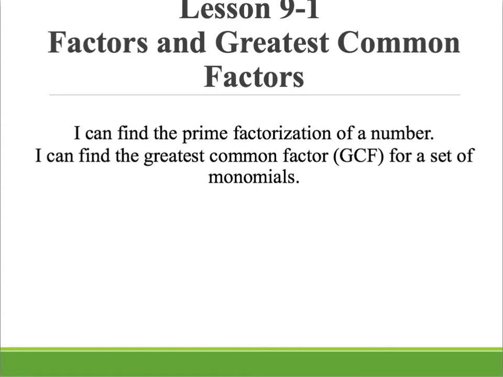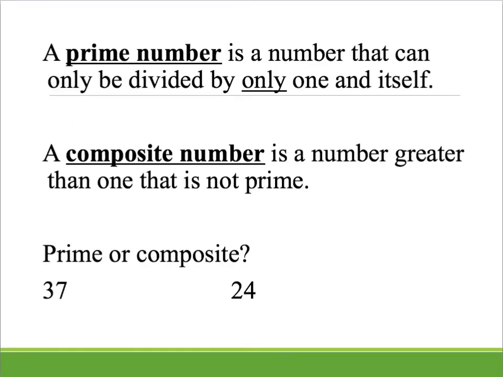In this lesson, we are going to be learning about prime factorization and finding the greatest common factor. This should be familiar for finding the greatest common factor of numbers, but now we're going to do it with monomials. Just to review, a prime number is a number that can be divided only by the number 1 and itself.